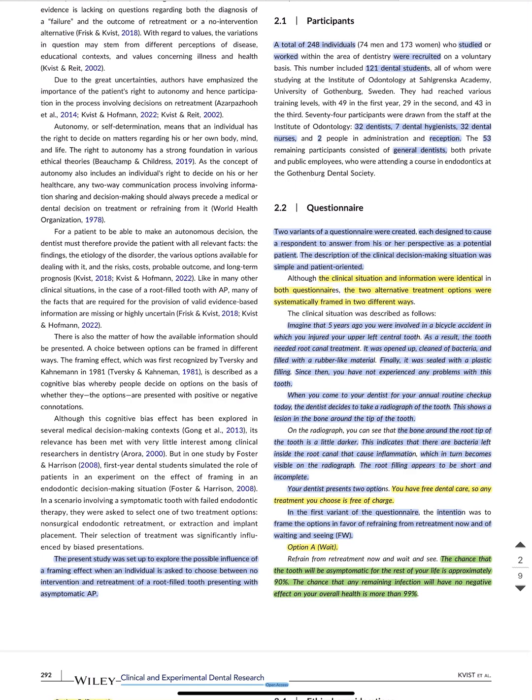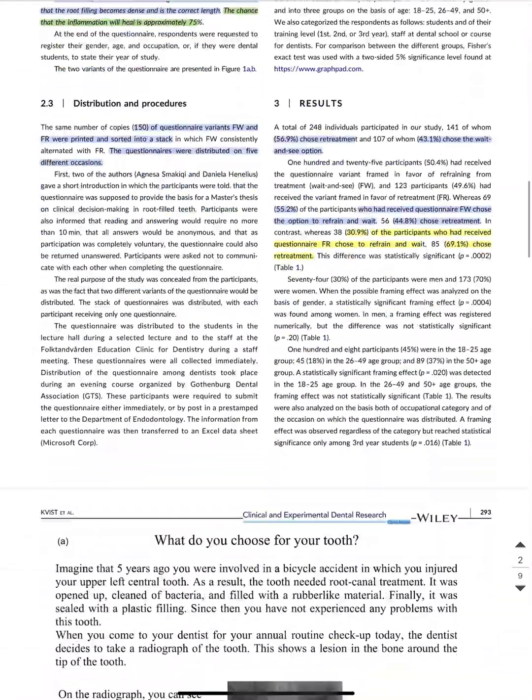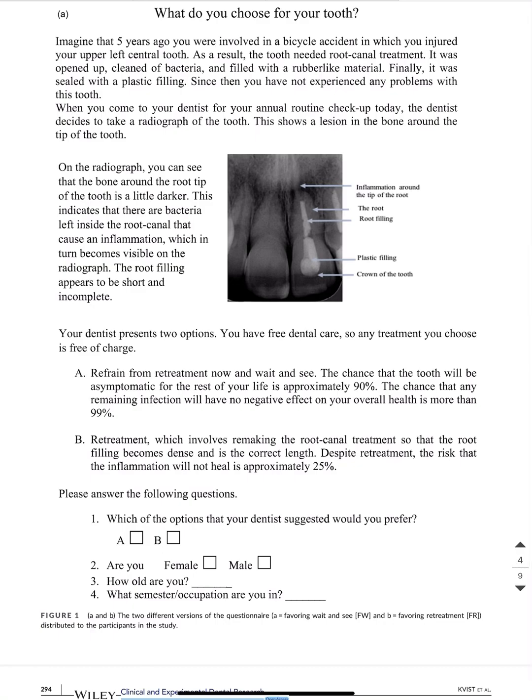The description of the clinical decision-making situation was simple and patient-oriented. Although the clinical situation was identical in both questionnaires, the two alternative treatment options were systematically framed in two different ways. The clinical situation was described as follows. Imagine that 5 years ago you were involved in a bicycle accident in which you injured your upper left central tooth. As a result, the tooth needed root canal treatment: opened up, cleaned from bacteria, and filled with a rubber-like material, and sealed with a plastic filling.